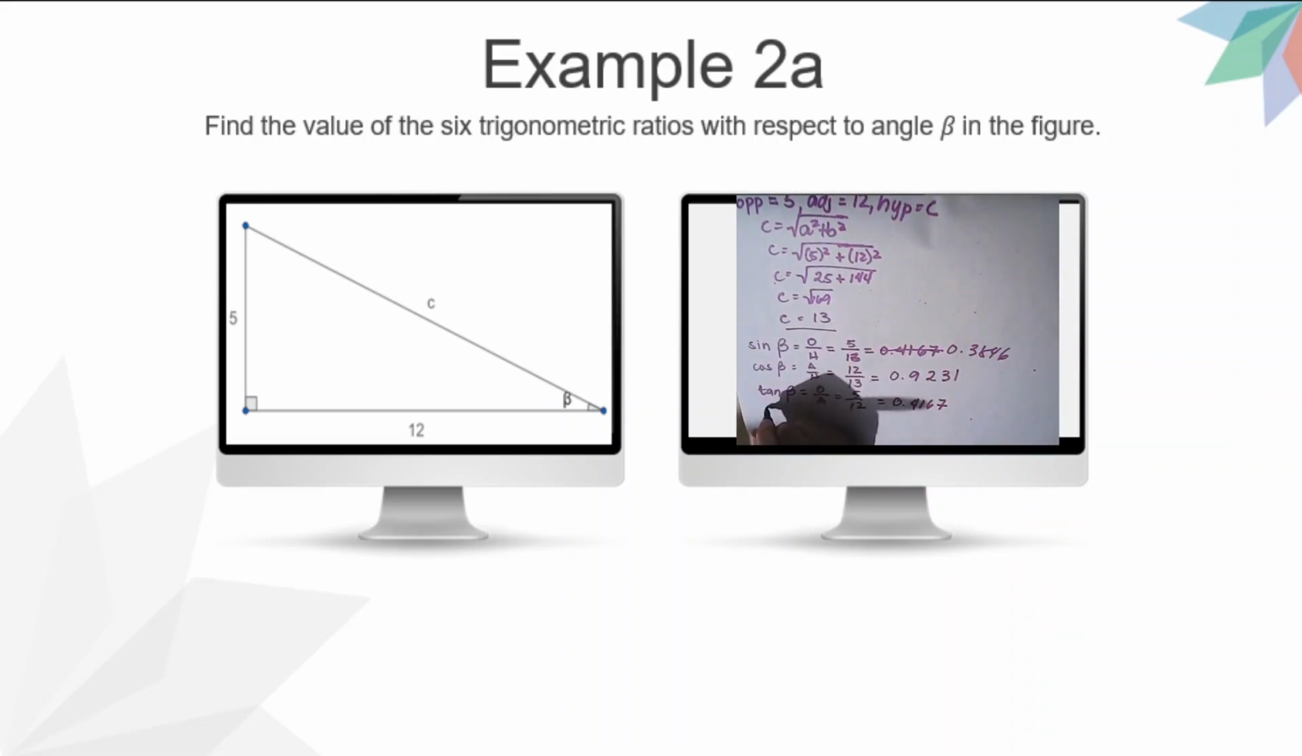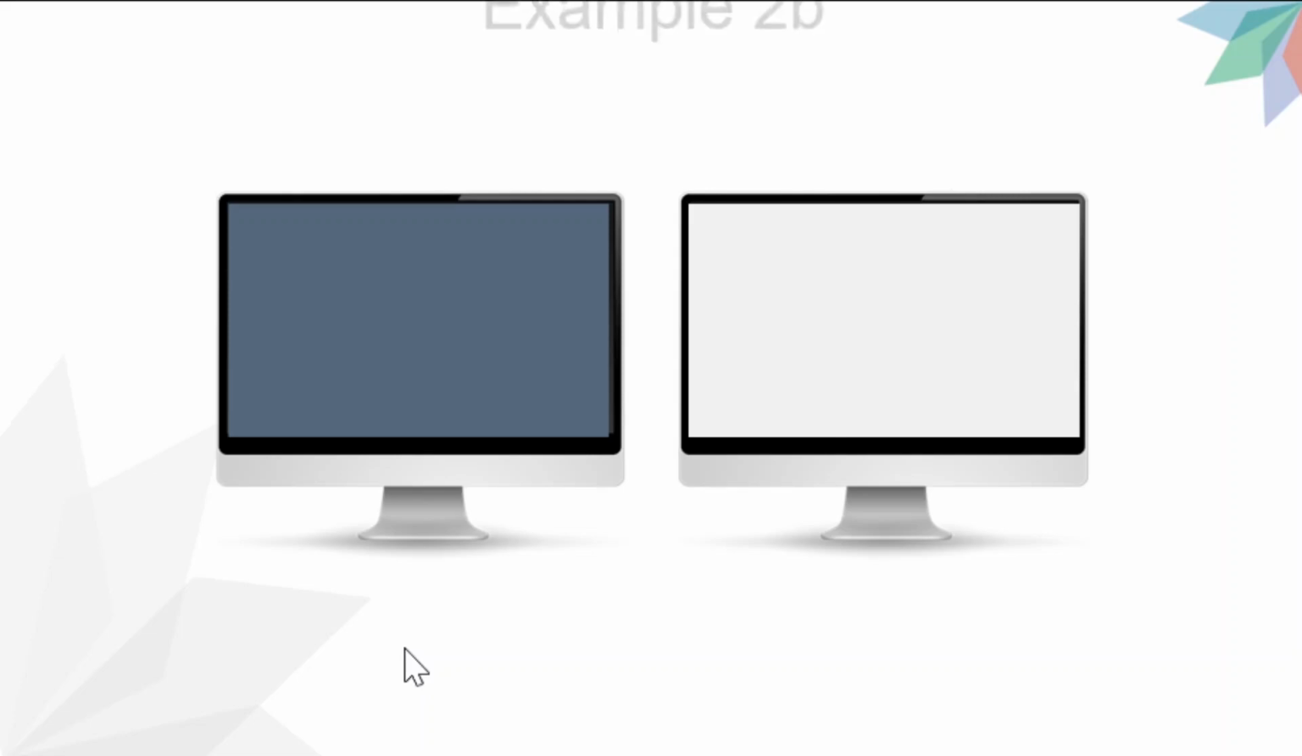So, reciprocal of sine is cosecant. So, cosecant beta is hypotenuse over opposite side, and that is 13 over 5. So, that gives us 2.6. Then, secant beta is hypotenuse over adjacent side, which gives us 1.0833. And the reciprocal of tangent beta is cotangent beta, which is 2.4. Now, let us go to example 2b.